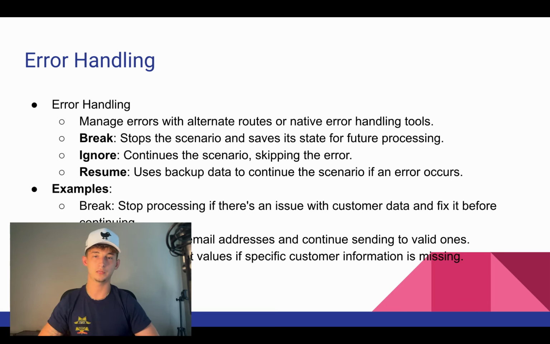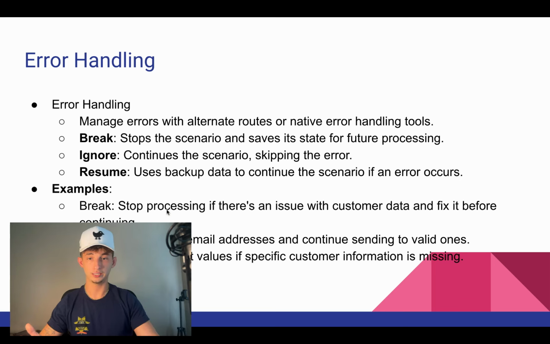Now, hopefully some of these examples can help clear up any confusion you might be having. With break, you can stop processing your automation if there's an issue with some customer data, whatever that may be, and fix it before continuing. This just stops the automation, allows you to go into it and fix whatever you have to, and then you would have to actually start the automation for it to get back up and running. Or there's ignore, where you can skip invalid email addresses, for example, and continue sending to valid ones.